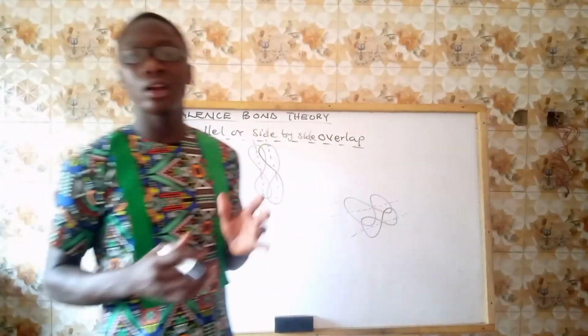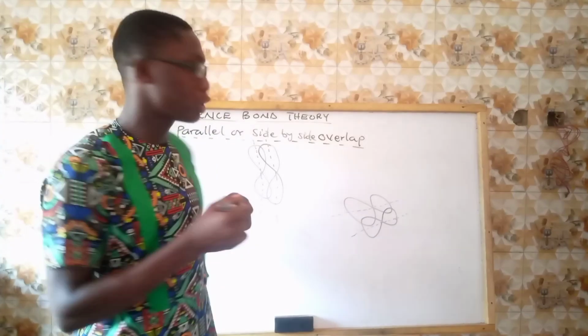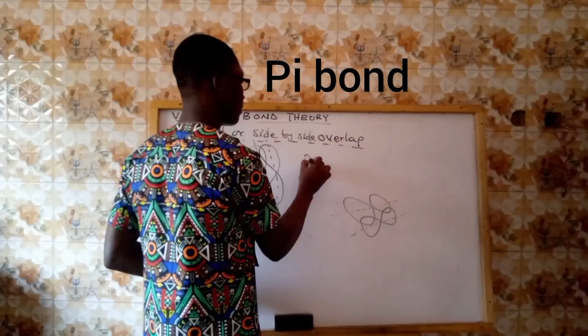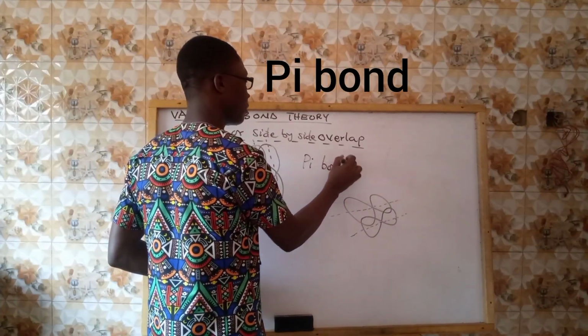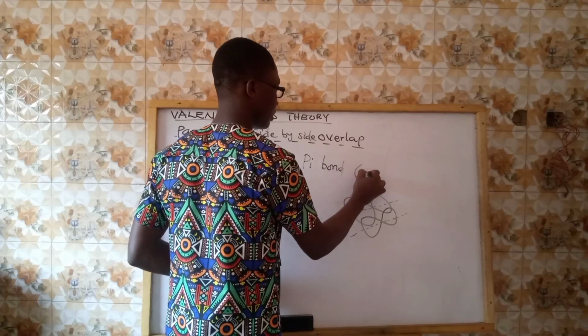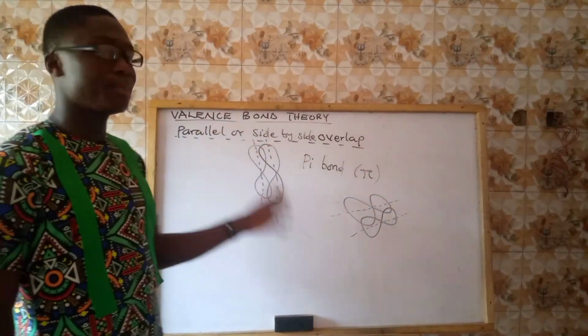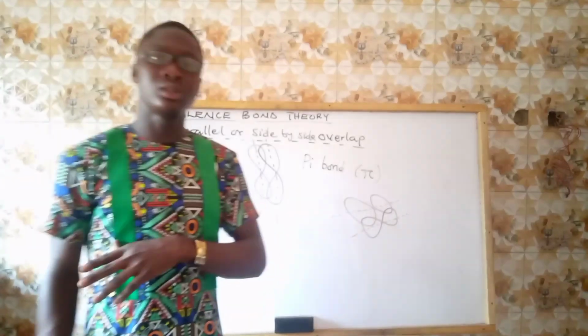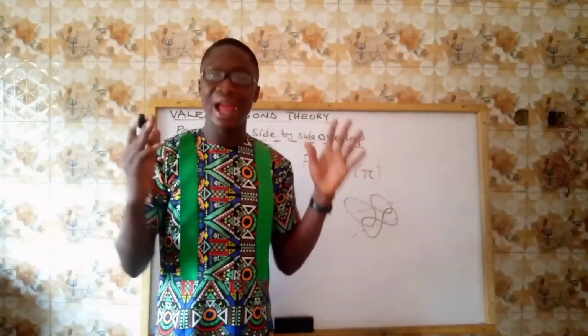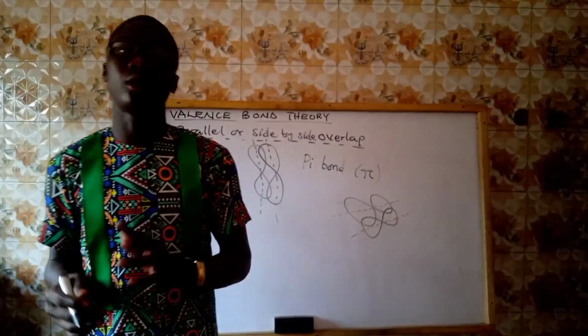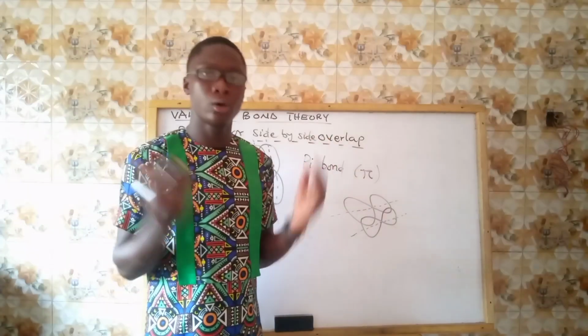And for lateral overlap, the bond formed is called the pi bond. Pi bond. This is the symbol for the pi bond. So you have the pi bond and the sigma bond. The sigma bond is for head-on overlap, and the pi bond is for lateral overlap.